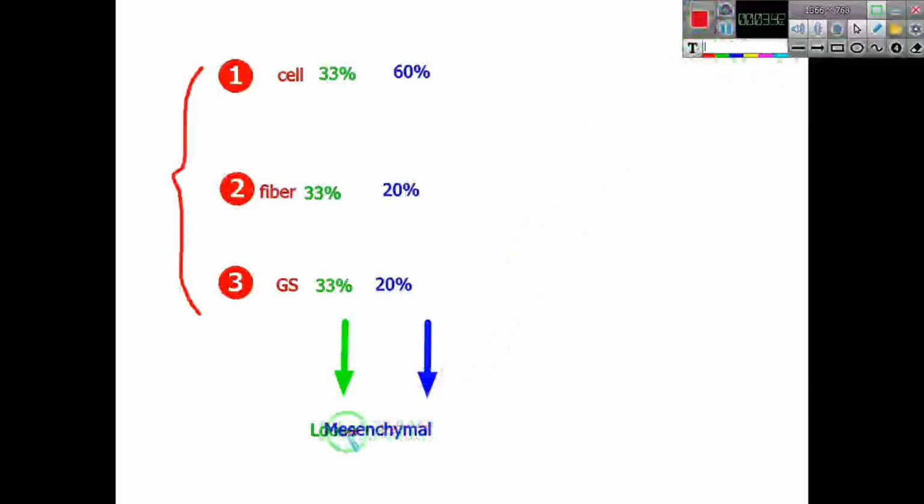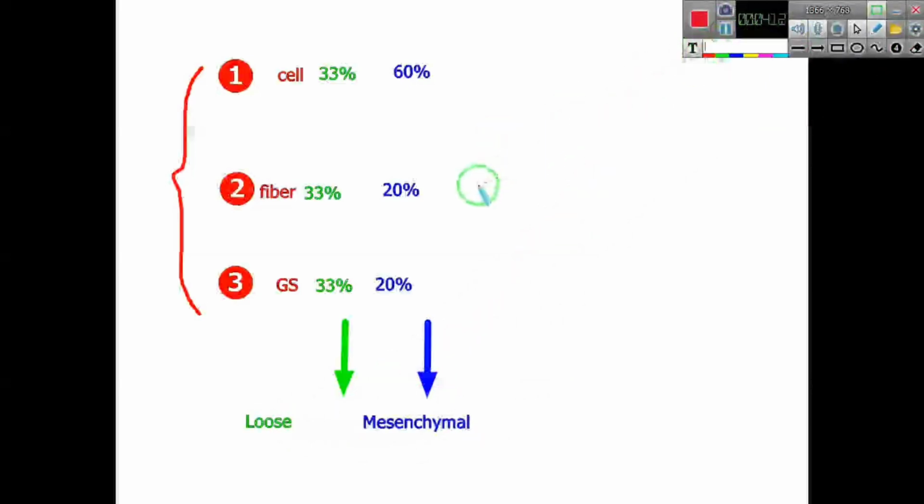Oh, it's overridden. I have to clean it and name them again. Loose for this one, and mesenchymal for this one.